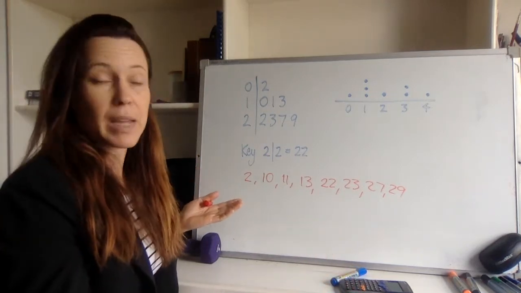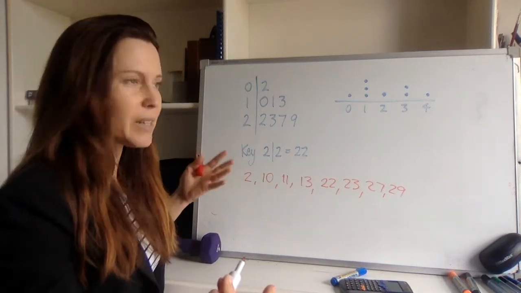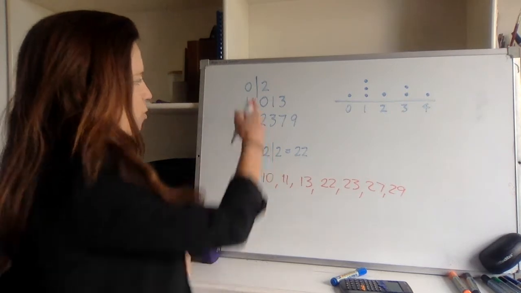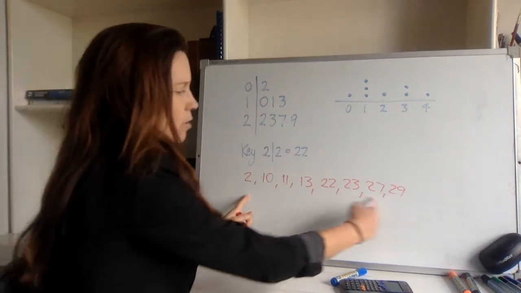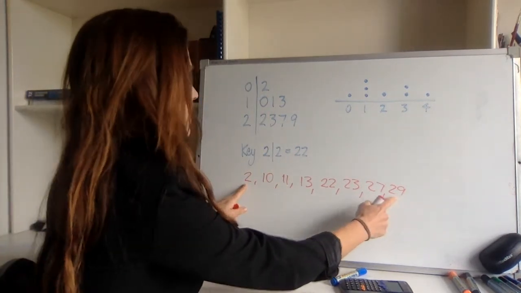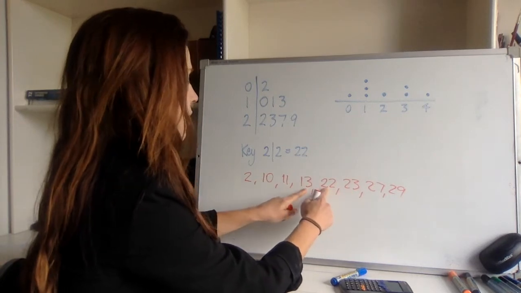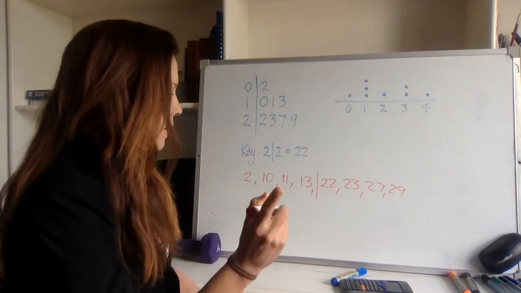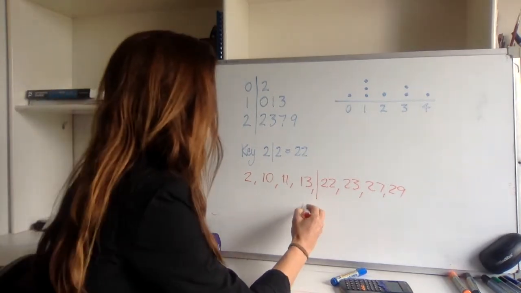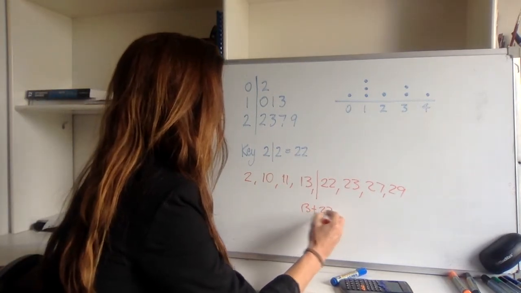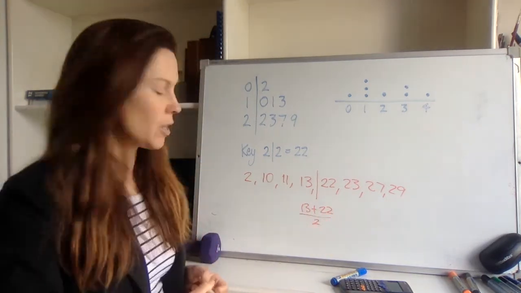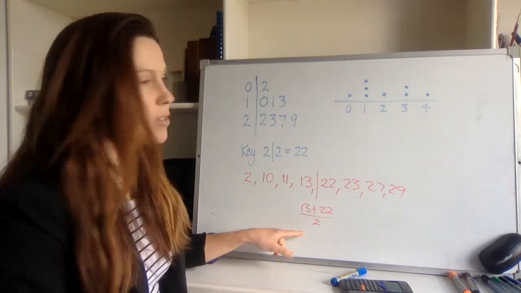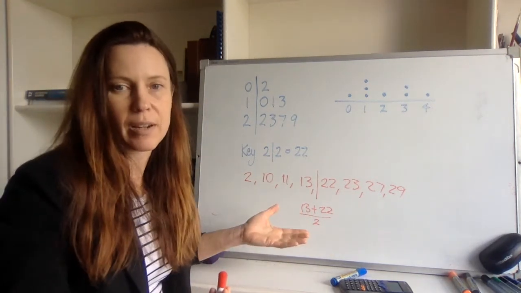When we're finding the median, you'll also see that because we've worked our way along the rows, they're already in order. So finding the median is nice and simple. It's going to be here, halfway between 13 and 22. How do you do the average of 13 and 22? Add them together and divide by 2. So here we would have 35 divided by 2, which is 17 and a half.